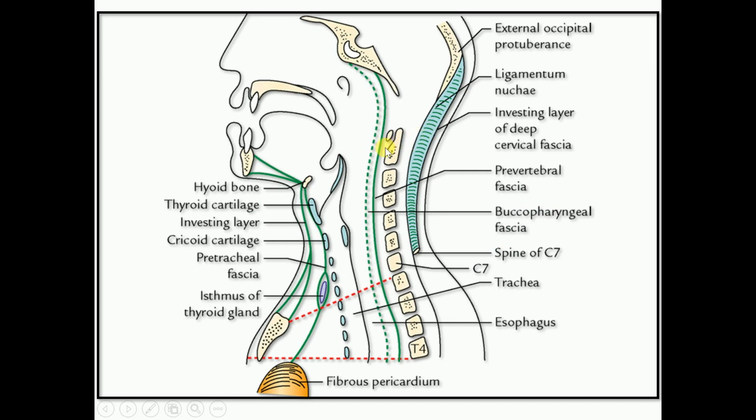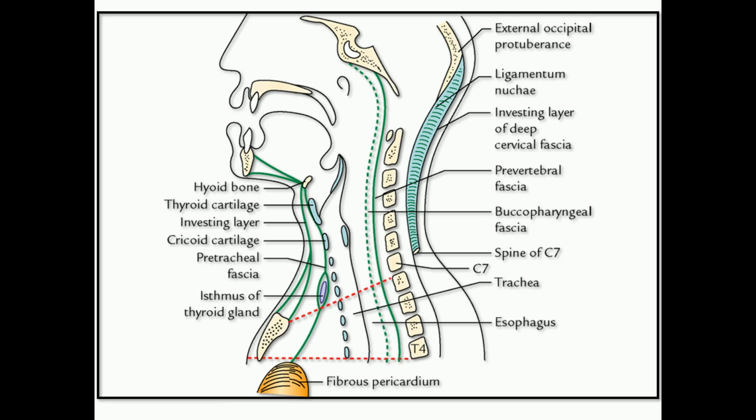When we trace forwards, it first splits and encloses the trapezius muscle and forms the roof of the posterior triangle. Then it again splits and encloses the sternocleidomastoid muscle and forms the roof of the anterior triangle. So these are the vertical and horizontal tracing of the investing layer of the deep cervical fascia. Now we discuss the pretracheal fascia.